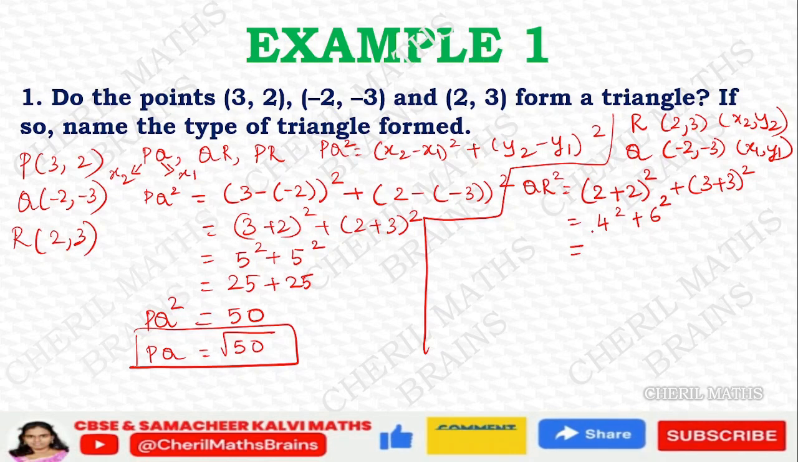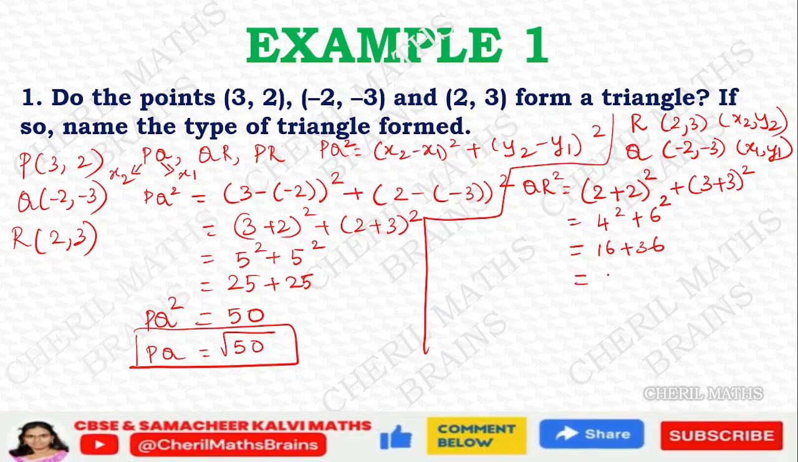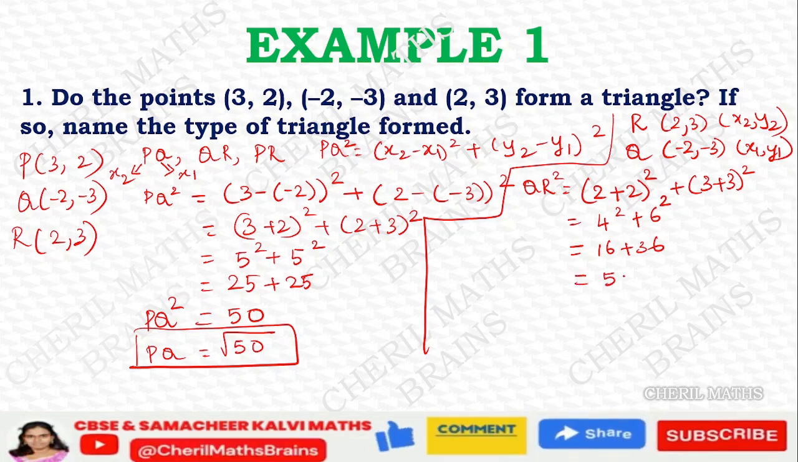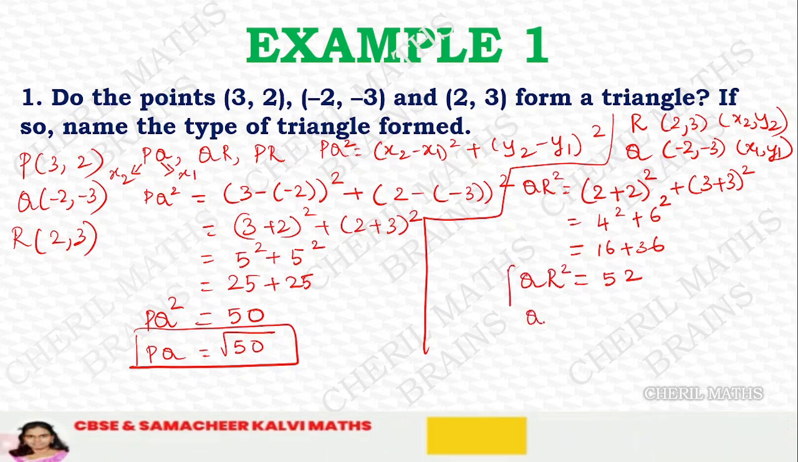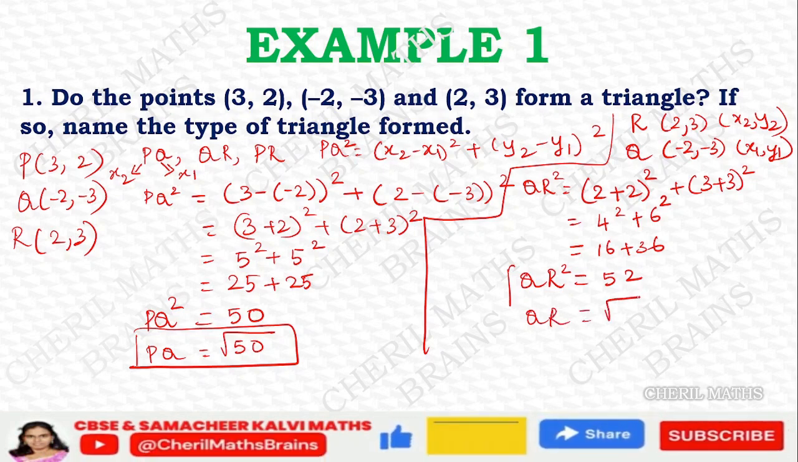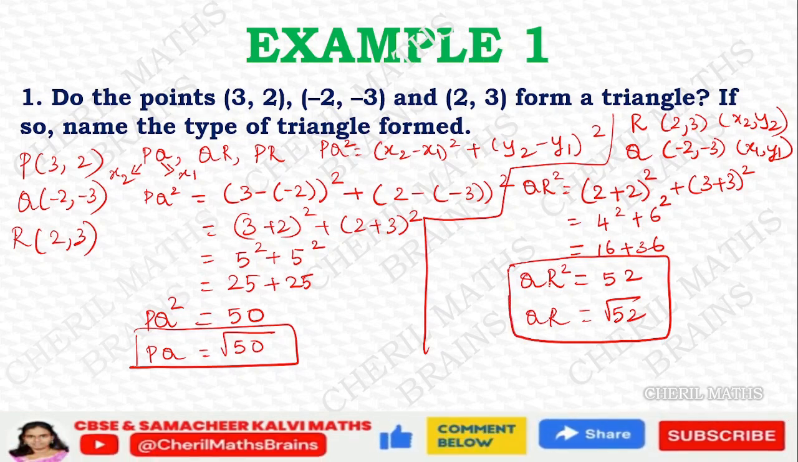So what will this be now? 4 4s are 16, 6 6s are 36. You are going to get the answer as 52. So this is QR square. Now if I need to find QR, it will be square root of 52. So these are the two values which we've got: QR square and QR.